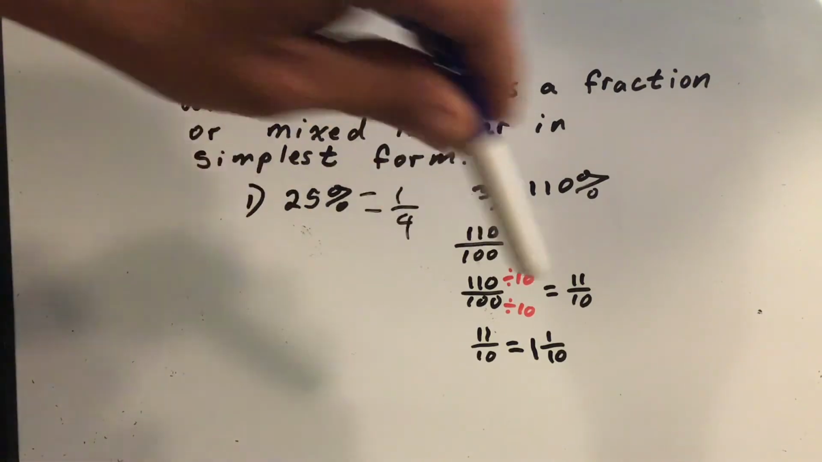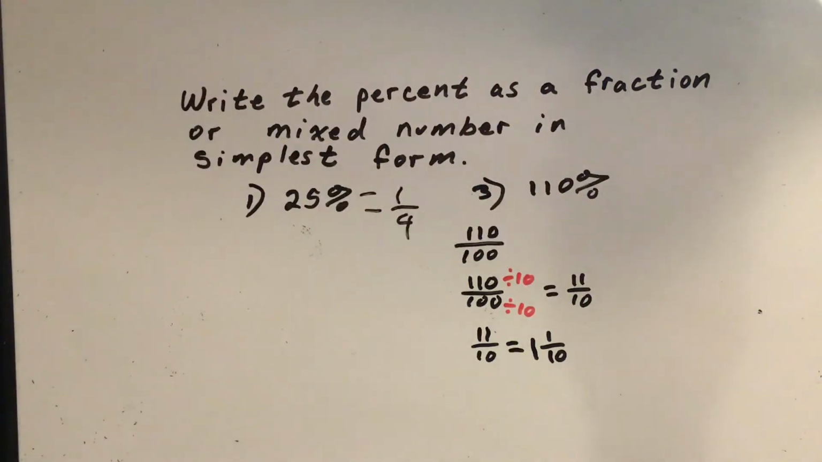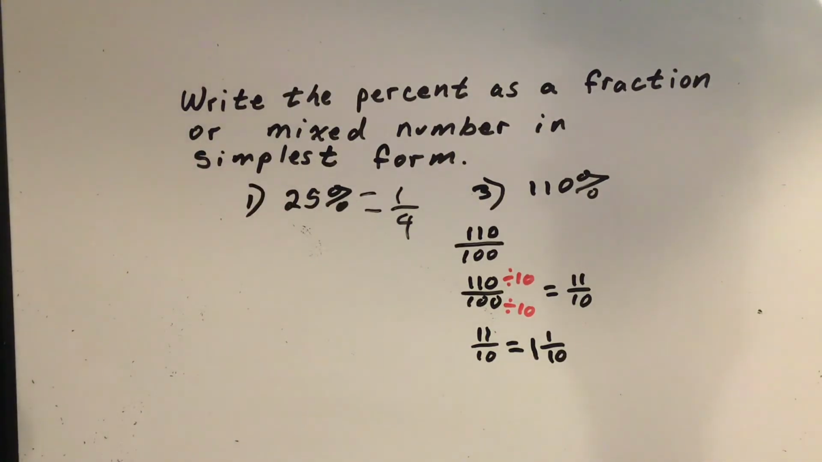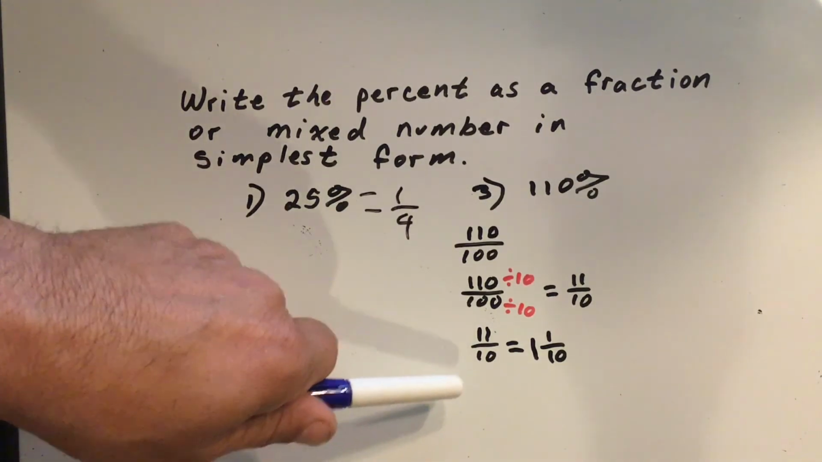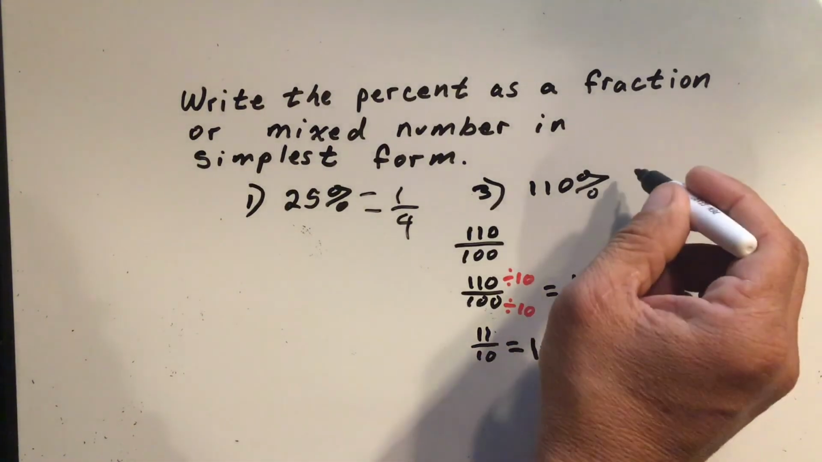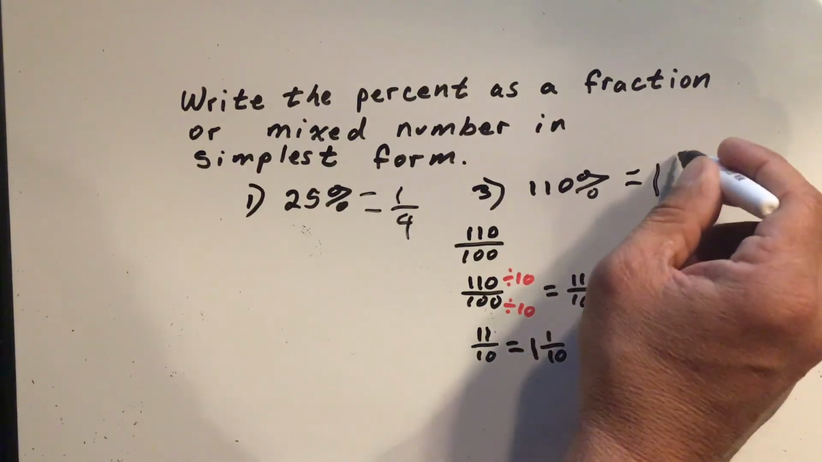But that is still an improper fraction. So therefore, I moved it to my third step, in which I turned 11 over 10 into a mixed number. By dividing 10 into 11, I get 1, and my remainder goes over the denominator. So there is my answer for number 3. 110% equals 1 and 1/10.